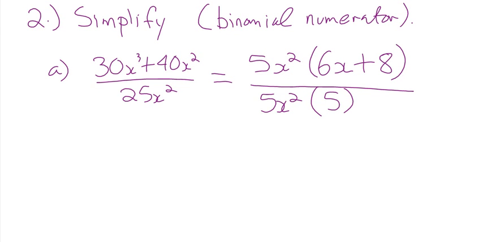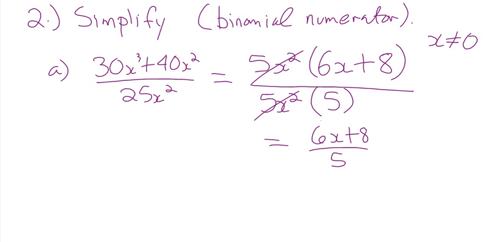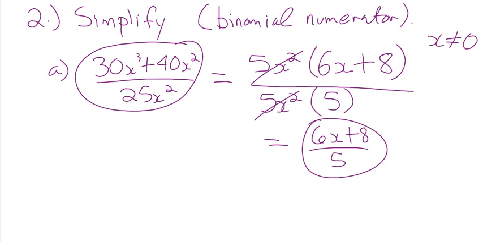Okay, state the restrictions. What can't x be? So x is not equal to 0. The 5x squareds cancel, right? And we're left with 6x plus 8 over 5. So we're saying for every value of x except what? 0, these two expressions will give you the same answer. You can plug x as negative 12.7 into both, you'll get the same answer in both.